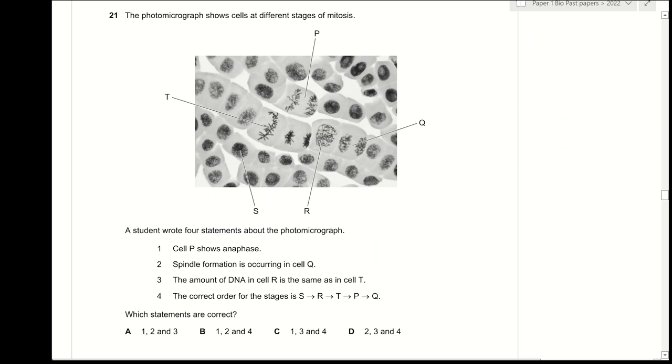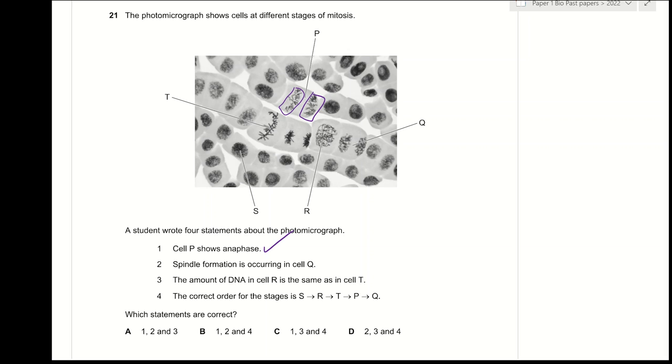Question number 21. The photomicrograph shows cells at different stages of mitosis. A student wrote 4 statements about the photomicrograph. Which statements are correct? Now let's see the statements. 1. Cell P shows anaphase. Cell P here, we could see that sister chromatids are at opposite poles of the cell, and this is anaphase. This is correct. So basically the spindle pulls the 2 sister chromatids apart to the opposite sides of the cell. For 2, spindle formation is occurring in Q.